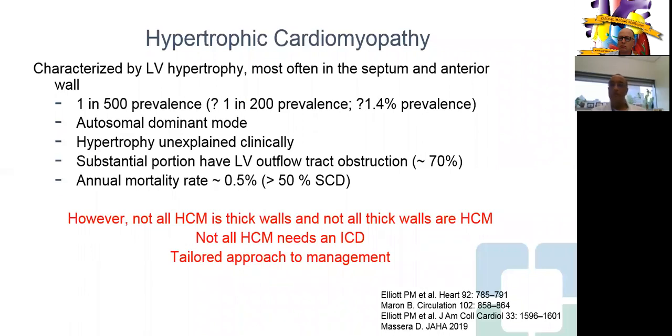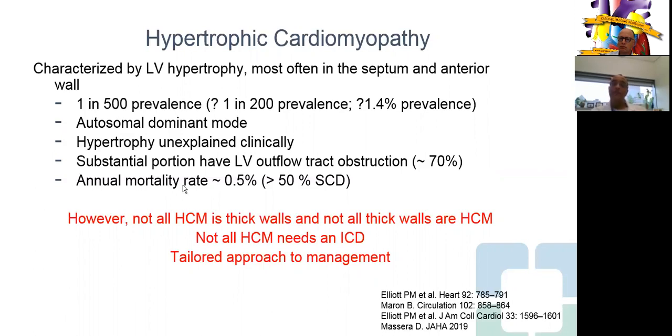In the past, it used to be thought of as about 1 in 500 prevalence. Now, there is emerging evidence that it may be a little bit more common, with a 1 in 200 prevalence. Some data out of New York suggests about 1.4% prevalence. So it is not an uncommon disorder. This is one of the most common and well-understood genetic cardiovascular disorders, and it is transmitted in an autosomal dominant fashion. The key here is hypertrophy is typically unexplained by other clinical reasons like hypertension. That does not mean that hypertension cannot coexist, but the hypertrophy is way out of proportion.